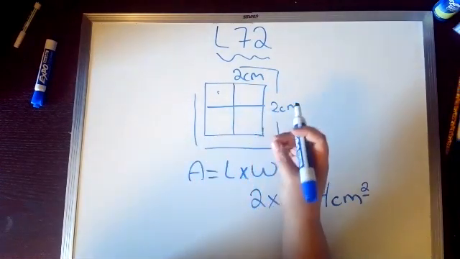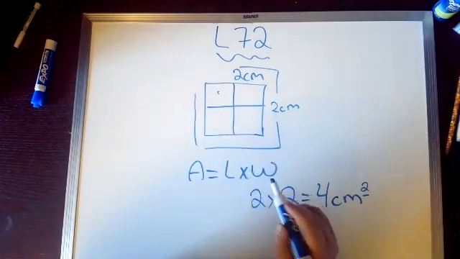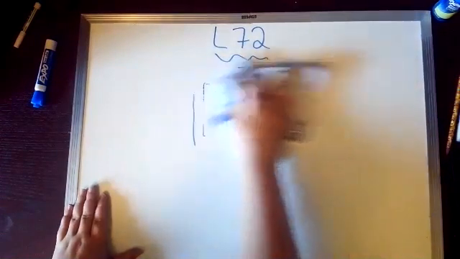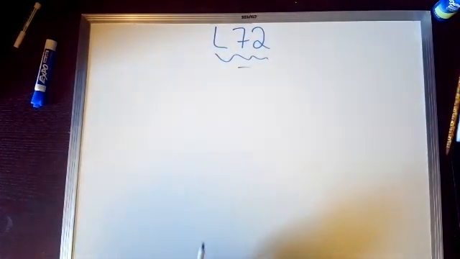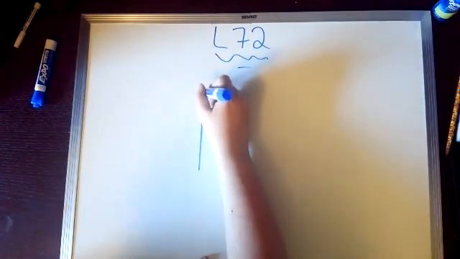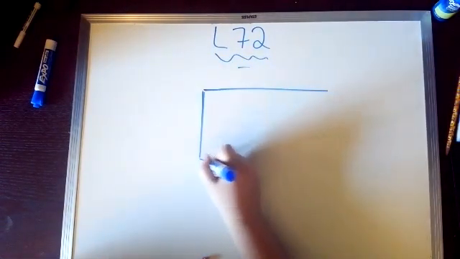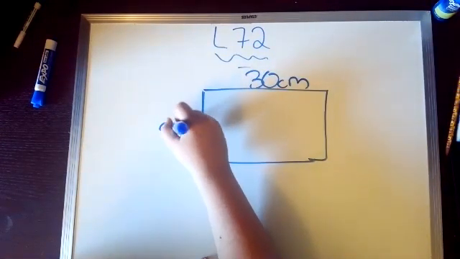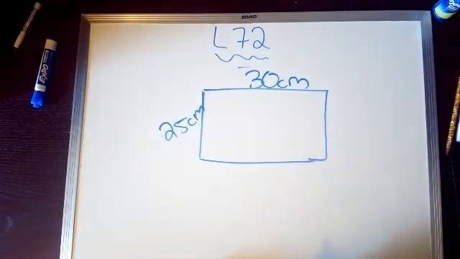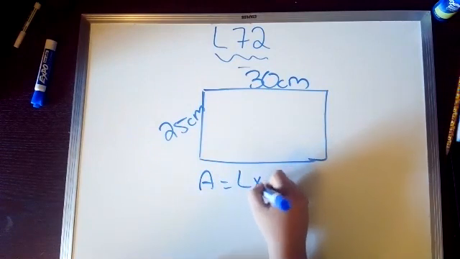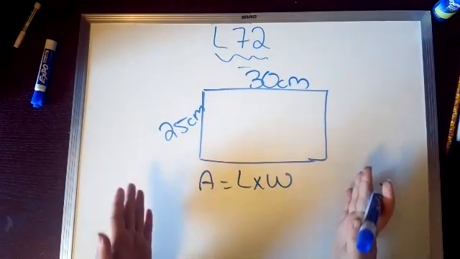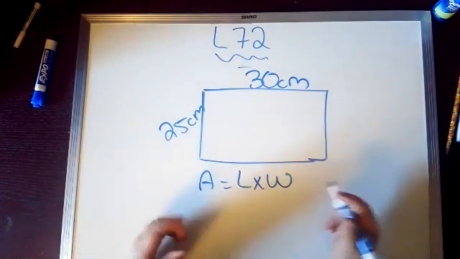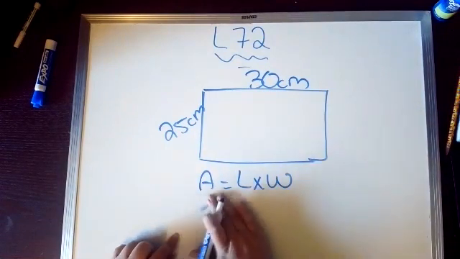As your shapes get bigger and bigger, we don't necessarily want to count anymore. We go to multiplying, which is where length times width comes in. If you have a shape that is 30 centimeters by 25 centimeters, area is length times width. So we're counting how many 1 centimeter squares are inside this rectangle. Now, instead of drawing all of them out and counting them, I am just going to multiply. So I'm going to multiply 25 by 30.